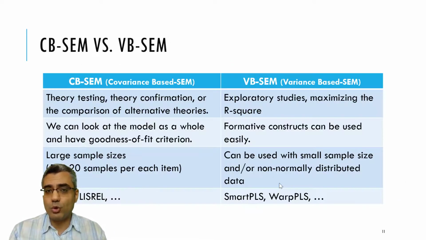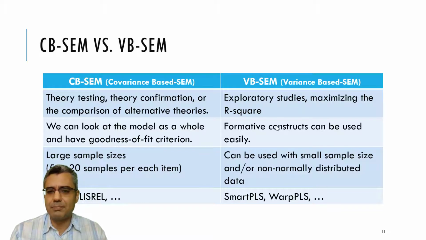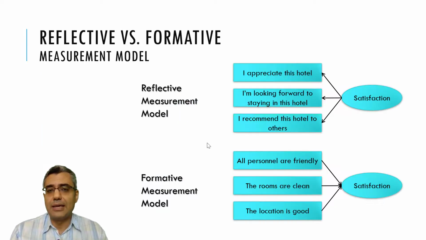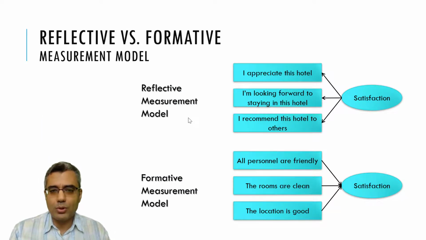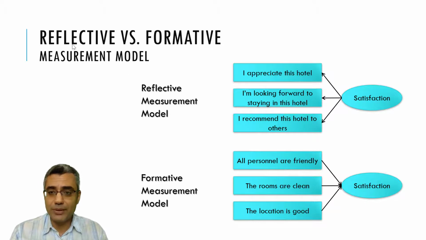So again, I go back to this slide. I would say when you have formative constructs, use PLS-SEM. In other cases, I personally prefer to use CBSEM. So this is the main difference between reflective and formative measurement models.